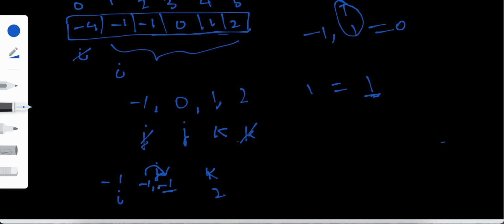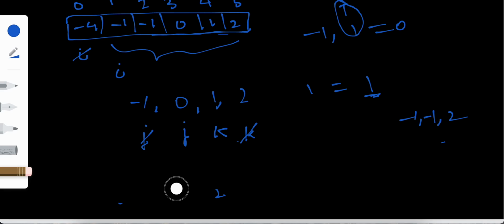And now what is happening? -1, and then 2. Again I'm getting 0, but I have already got the solution, right? -1, and 2. I have already got that solution. I don't want any duplicates, which is why I need to move my k back as well. Now what am I getting? I'm getting -1 and then 0 and then 1, right? And this is a solution that I have not seen before, and this is also a solution.